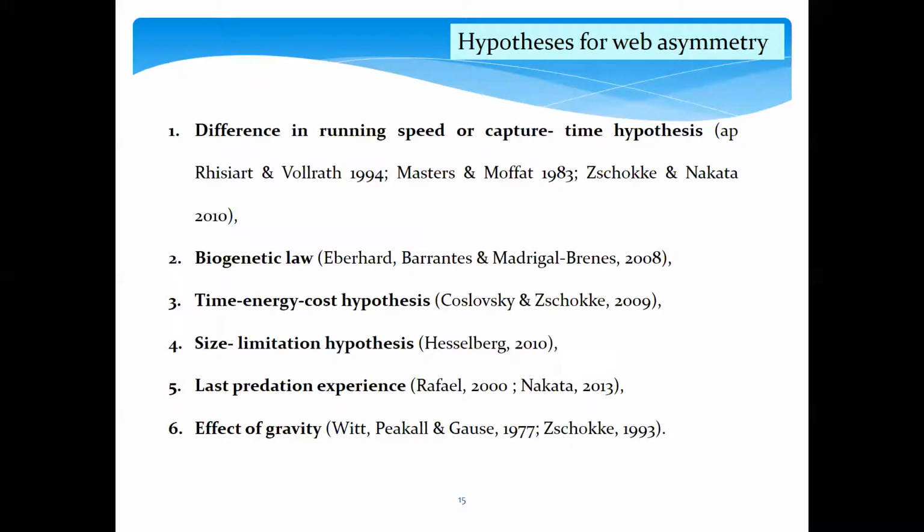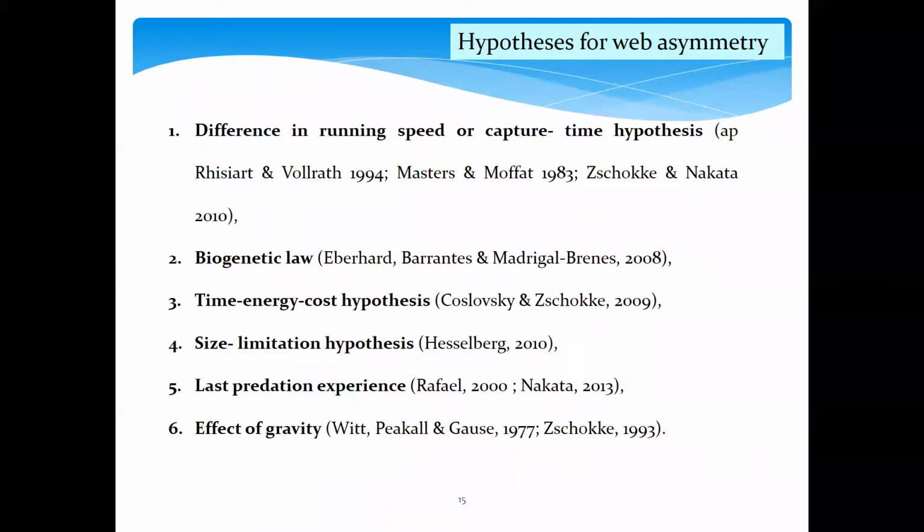However, Hasselberg said that this is not a perfect explanation of why the web changes from symmetrical to asymmetrical. Then we have the last predation experience. This was given by Raphael and mentioned in the papers of Raphael 2000 and Nakata 2013. They explained that depending upon what type of prey they got in their last experience, they will adjust their web asymmetry accordingly.